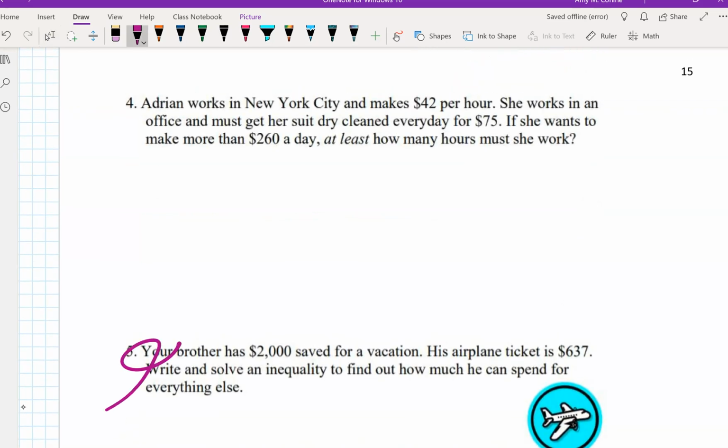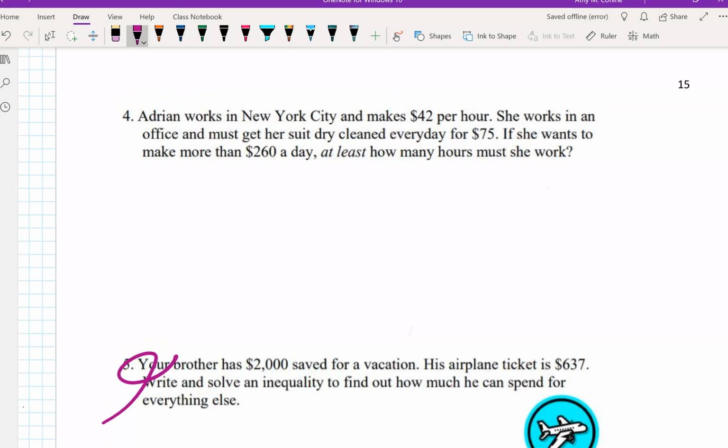Okay, so moving on to the next page, I'm going to have you cross out number 5. Okay, so go ahead and do that for me. Cross out number 5. And so I want to take a look at number 4. Adrienne works in New York City and makes $42 per hour. She works in an office and must get her suit dry cleaned every day for $75. If she wants to make more than $260 a day, at least how many hours must she work?